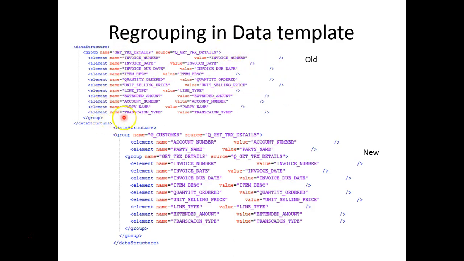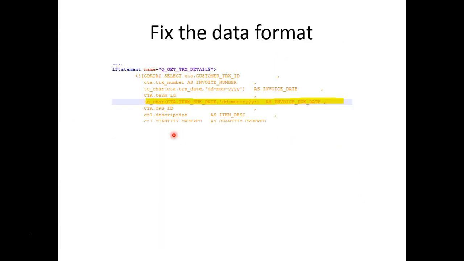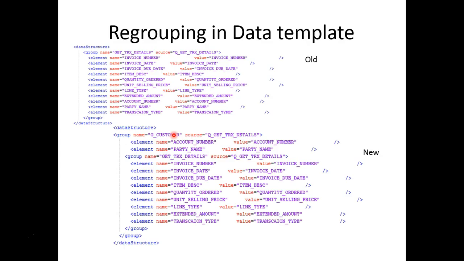If you notice, our old grouping was on the G_TRX_DETAILS. So we are going to add a new group. Nothing changed in the SQL except we changed the formatting. We are going to use the first group as a customer, and we are going to move the account number and party name from the G_TRX_DETAIL to G_CUSTOMER. Notice it's the same query that's being used. The source is the same. The field names are the same. The only exception is that we have created a group within this group.